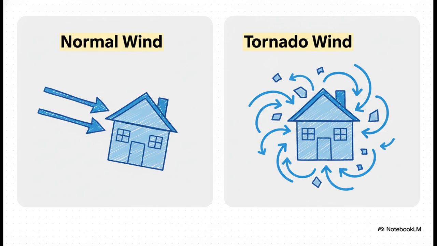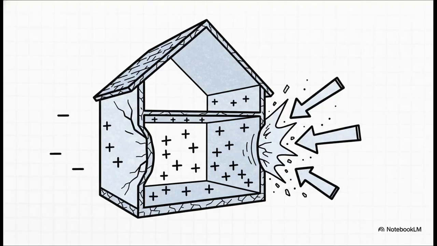A normal hurricane-force wind, as powerful as it is, just pushes with incredible force in one direction. A tornado doesn't just push. Its winds are rotating. They're rising. They're attacking a building from every single angle all at the same time. It doesn't push things over. It rips them apart.